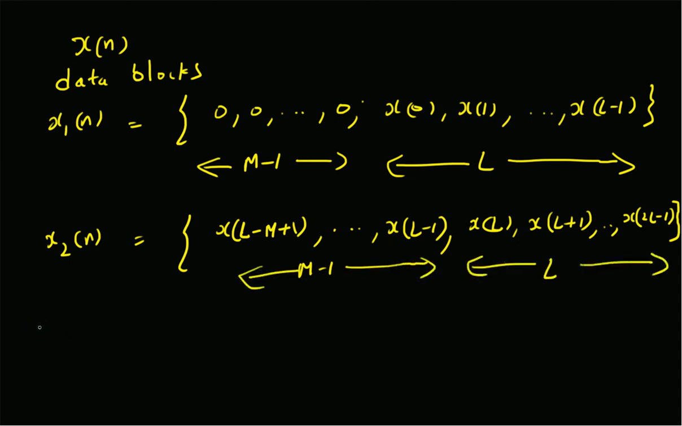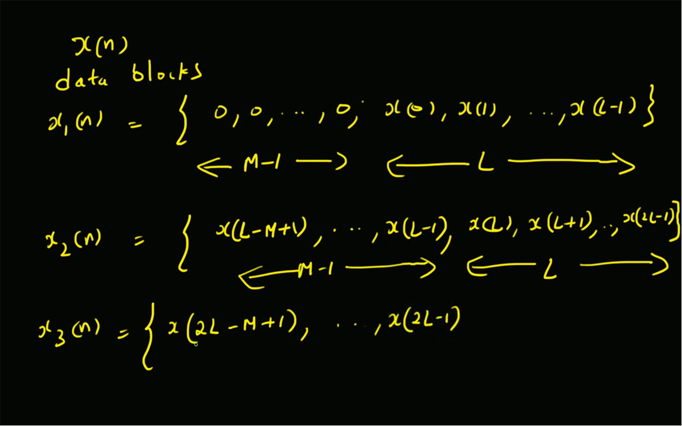And the next block, x3 of n, will consist of the elements x of 2L minus M plus 1, and so on, up to x of 2L minus 1. That is the last M minus 1 values from the second block, and then we have new values coming in, that is x of 2L, and so on up to x of 3L minus 1.